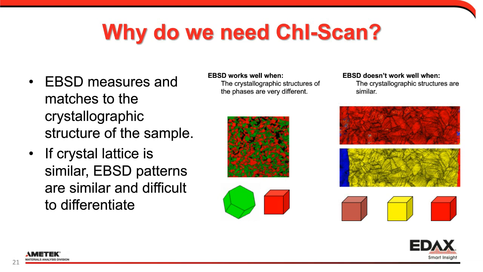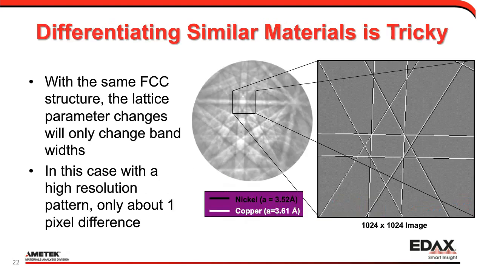So if they're not identically the same but slightly different, in this case, this is an example from nickel and copper, which are both face-centered cubic. So the atomic occupancy fills the same spaces in the lattice just with different atoms, and the D spacings are a little different.